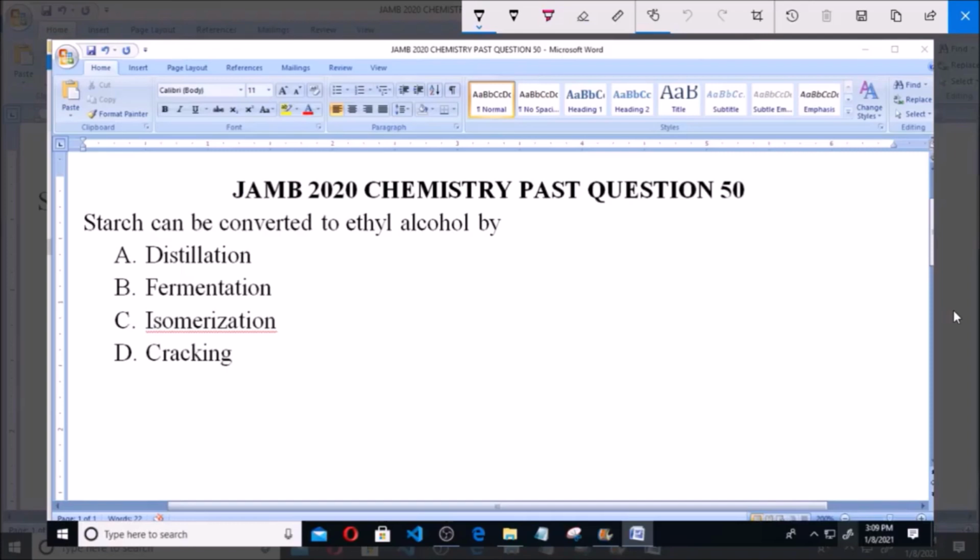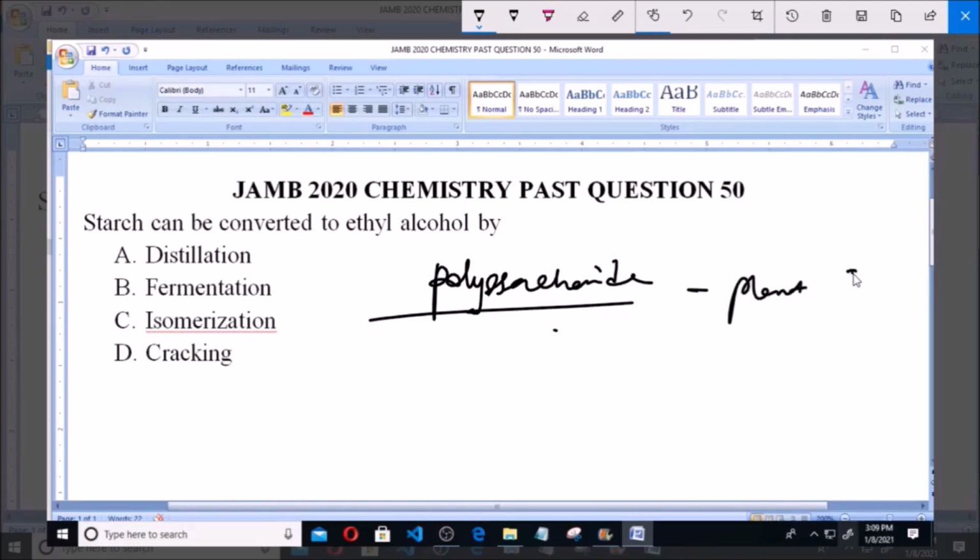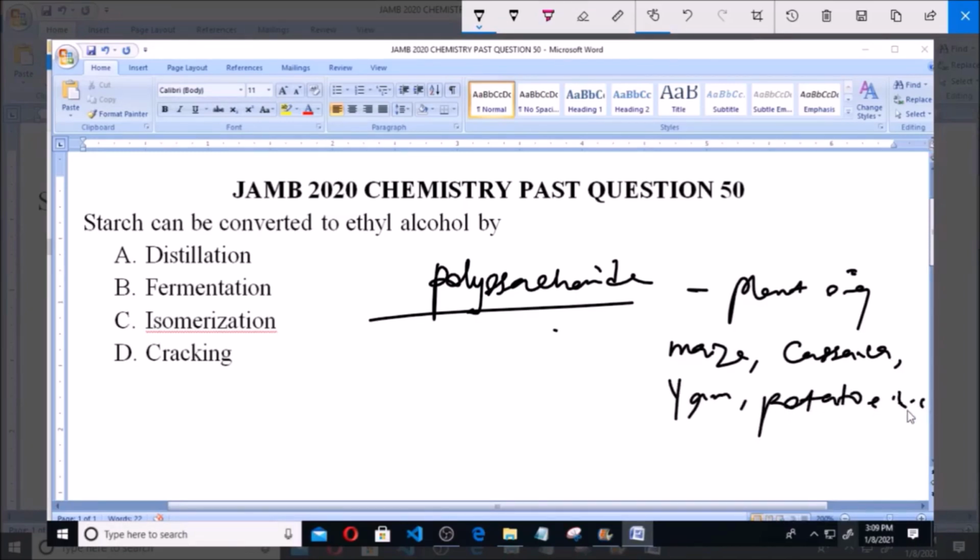Starch can be converted to ethyl alcohol by A. Distillation, B. Fermentation, C. Isomerization, and D. Cracking. Now, starch, like we know, is a polysaccharide. Starch occurs naturally in plants, like maize, cassava, yam, potato, and so on and so forth.